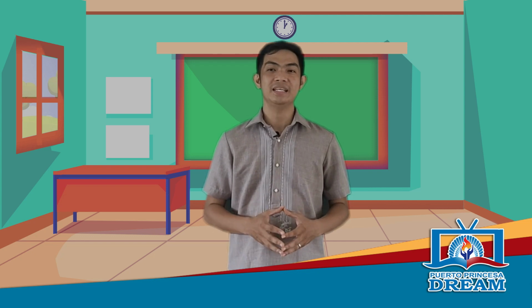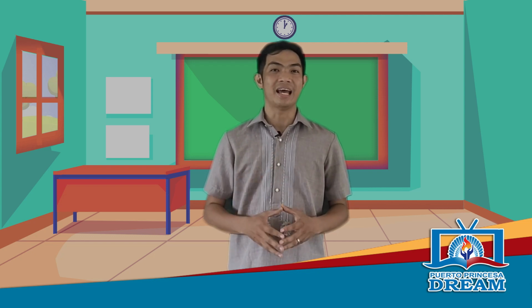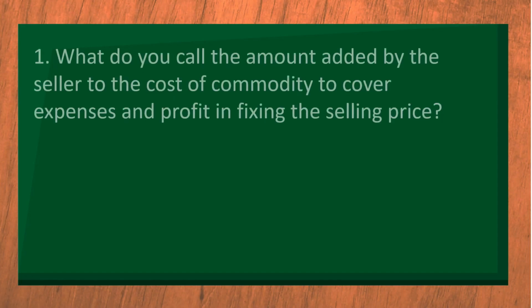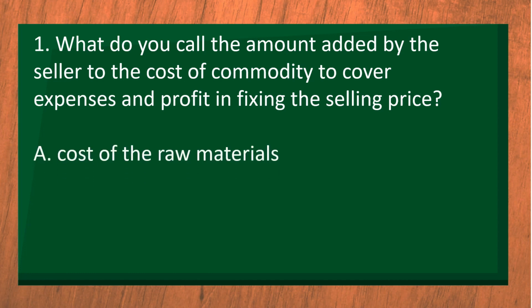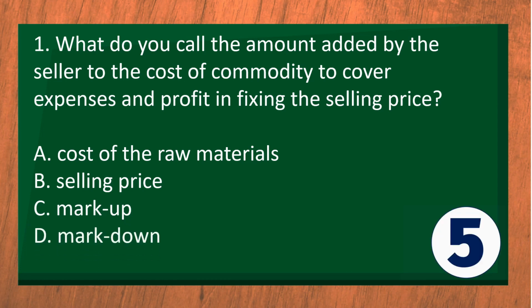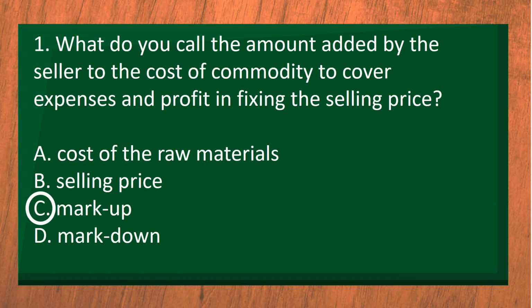Read each question carefully. Choose the correct answer by writing the letter on your paper. What do you call the amount added by the seller to the cost of commodity to cover expenses and profit in fixing the selling price? A. Cost of the raw materials. B. Selling price. C. Markup. And D. Markdown. The correct answer is C. Markup.